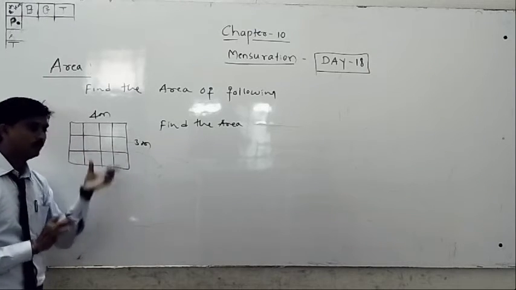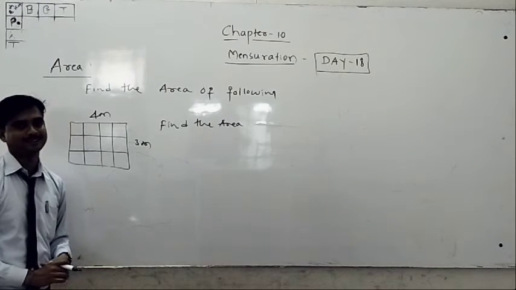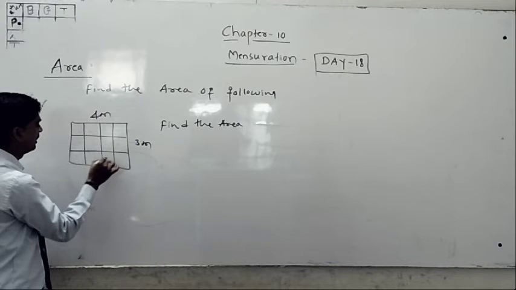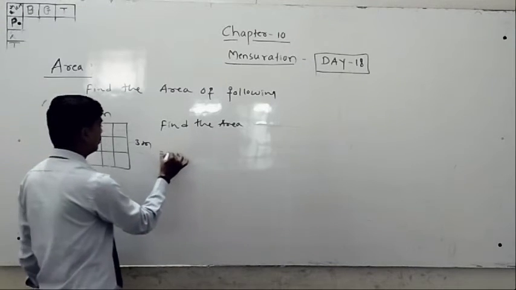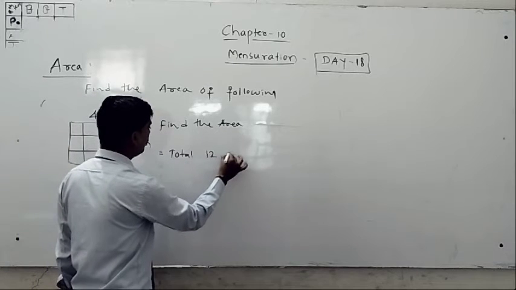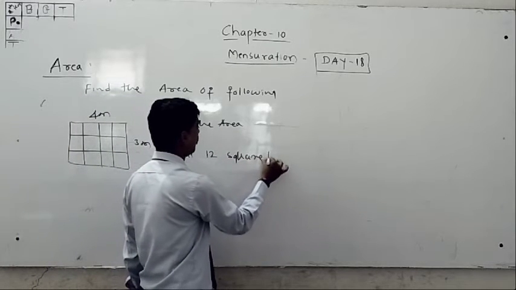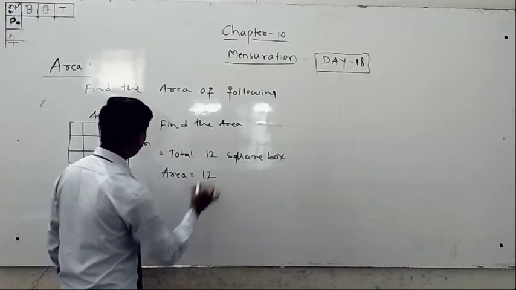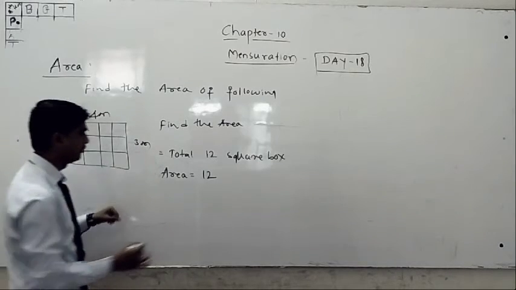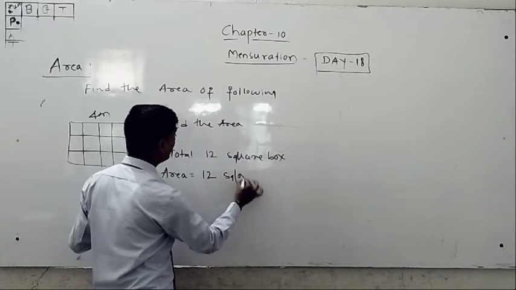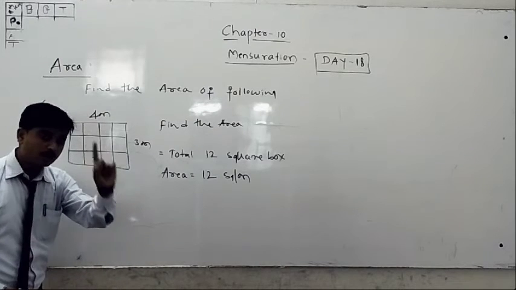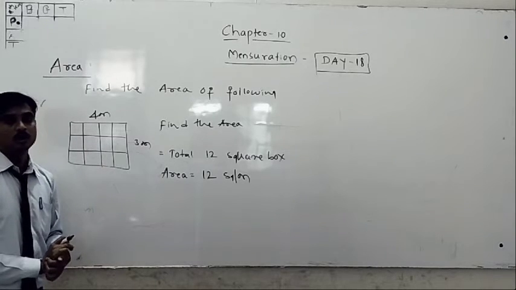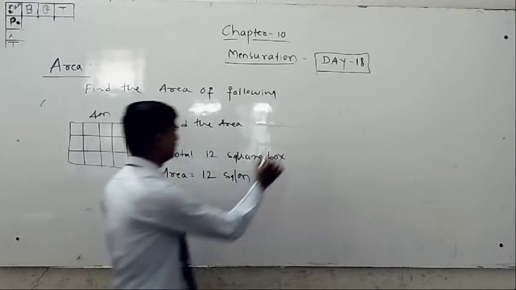You should count only how many square boxes are there. How many boxes are there you should count, then write that as the answer. Okay, then count here: 1 2 3 4 5 6 7 8 9 10 11 12. How many boxes are there? Total 12 square boxes. Then area is equal to 12. What is given there? Meter is given, so it is 12 square meter. 1 square box is 1 square meter, 2 square boxes, 2 square meter. Okay, then another one.